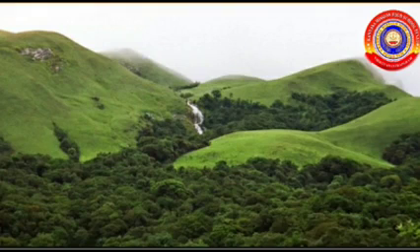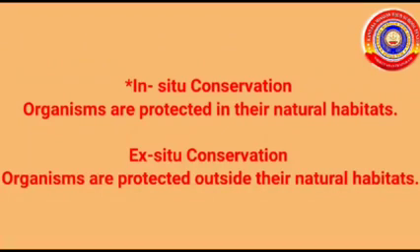There are many national and international organizations and legal systems working for the conservation of biodiversity. Two types of conservation methods are prevalent. They are in situ conservation and ex situ conservation. In in situ conservation, the organisms are protected in their natural habitats. And in ex situ conservation, the organisms are protected outside their natural habitats.